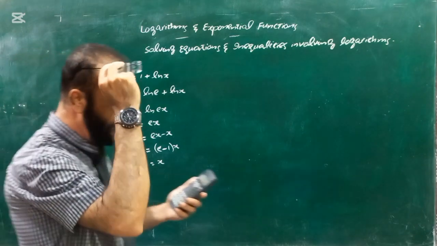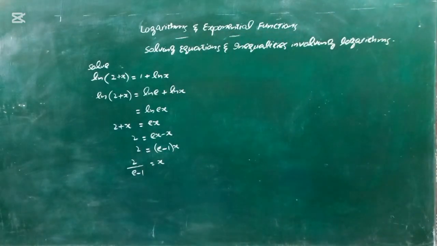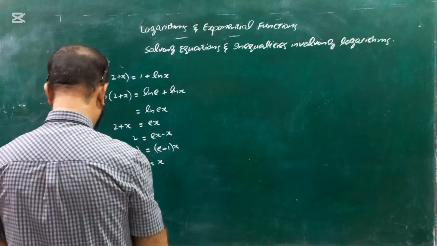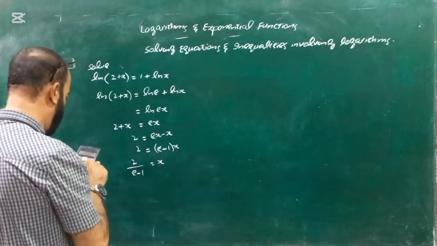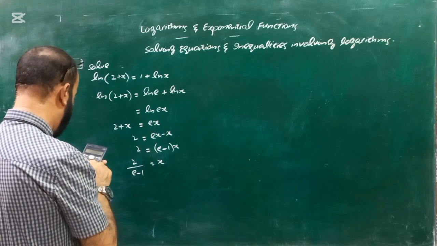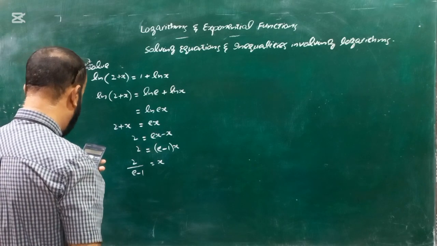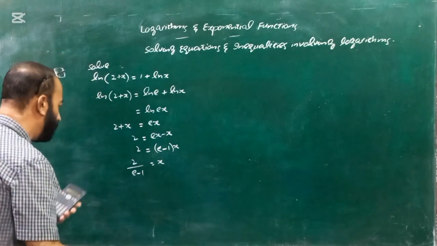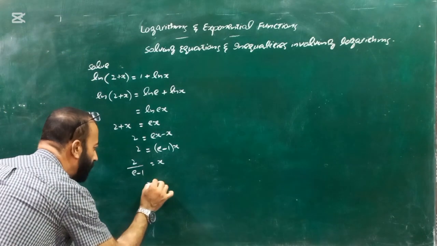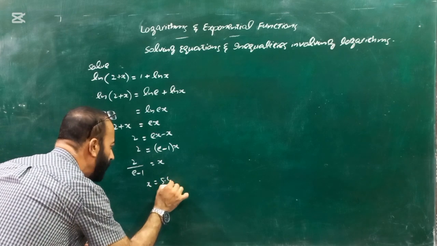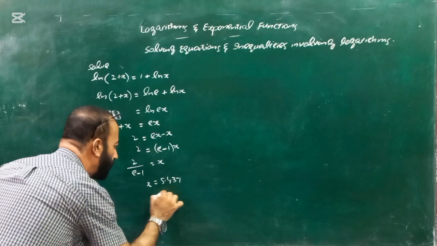So you can see the solution of this one is 2 divided by bracket start e minus 1 bracket close. So the answer is 5.437. So x is equal to 5.437.